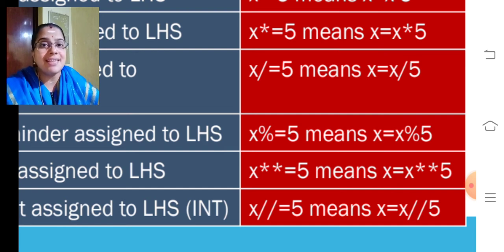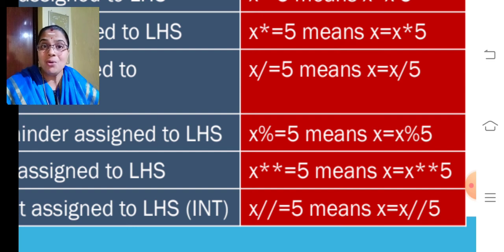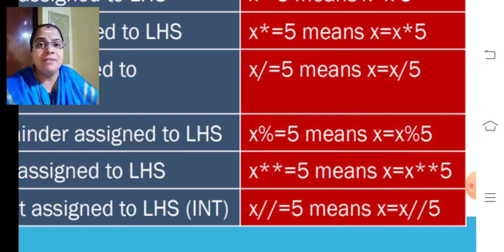But in the CBSE question paper, they may make tricks. How? The alignment of the operator may change. x equal to plus. That is an error. x must be followed by the equal sign. Only then will the interpreter take it for the operation.